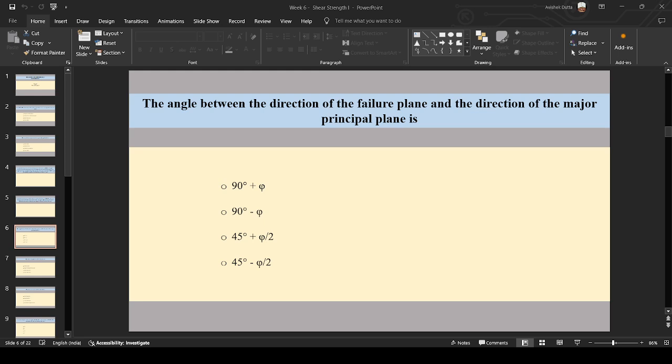The angle between the direction of the failure plane and the direction of the major principal plane is, the options are 90 plus φ, 90 minus φ, 45 plus φ by 2, or 45 minus φ by 2. Phi is the angle of internal friction of the soil.